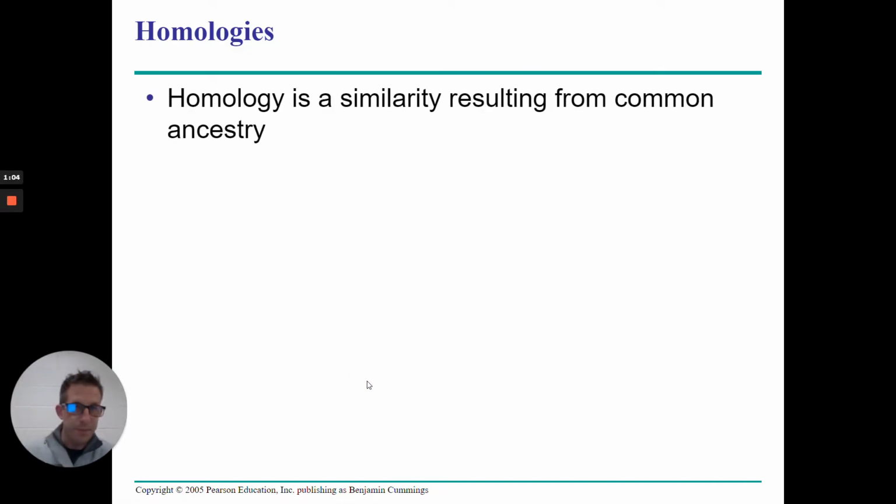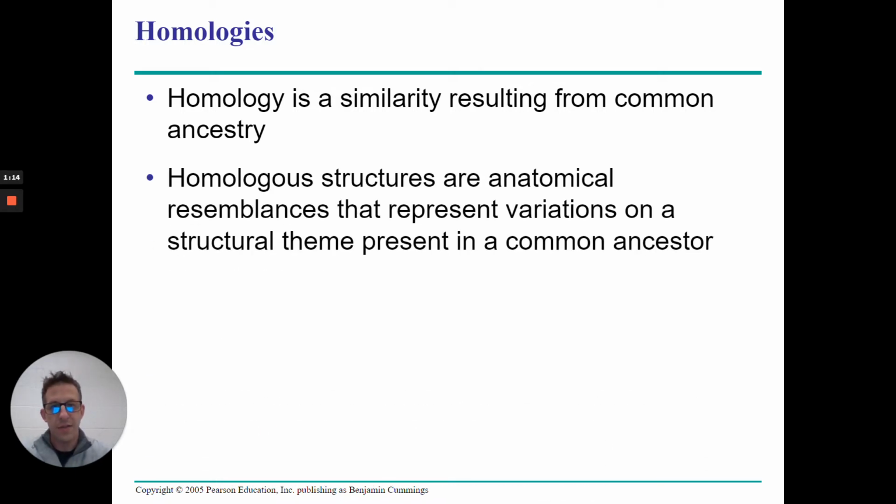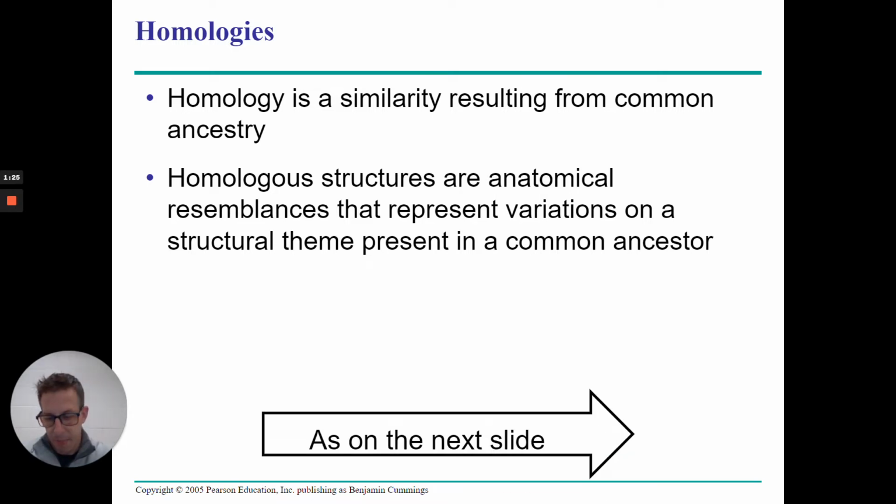The term homology means that an animal has some kind of similarity to another animal that results from a common ancestor. And homologous structures are anatomical resemblances that represent variations on a structural theme present in a common ancestor. And what that means is that certain organisms might share, for instance, the example I'm going to show here is bones, but those bones might have variations in them in size and structure, but they're still the same bone.